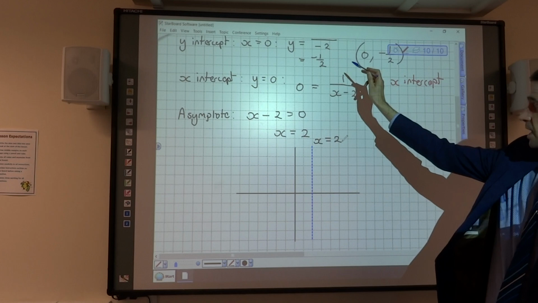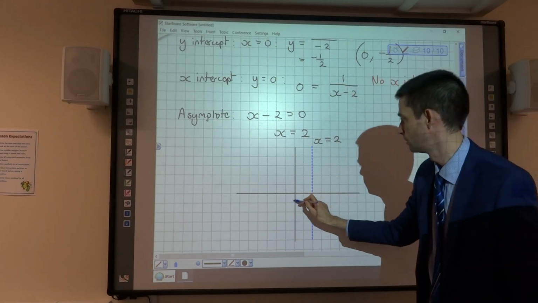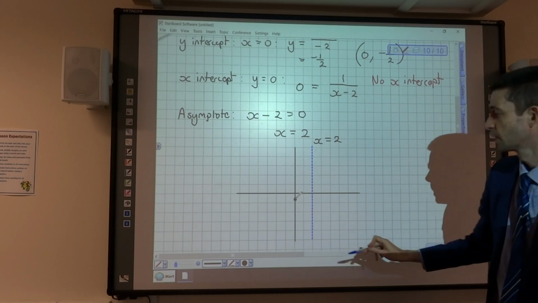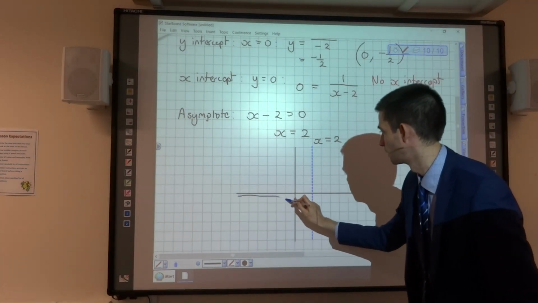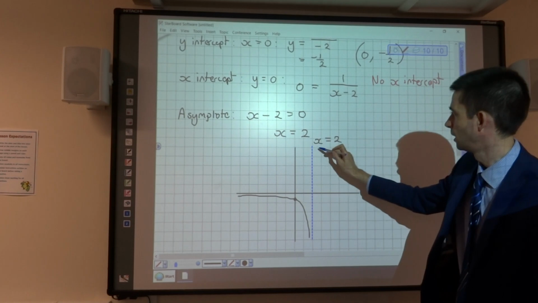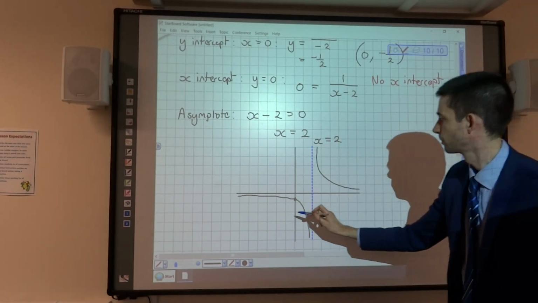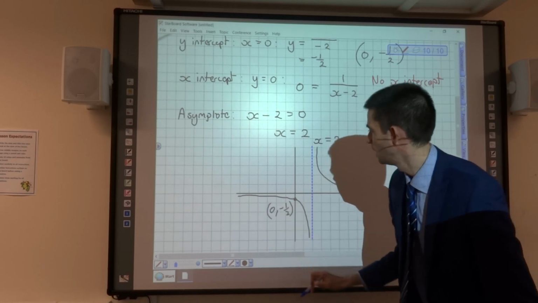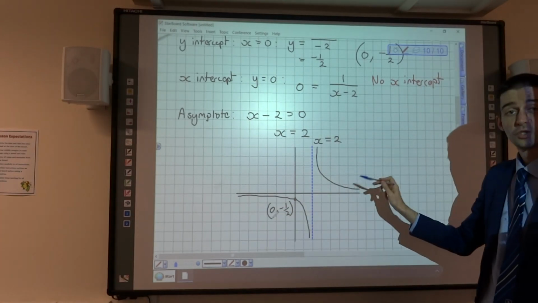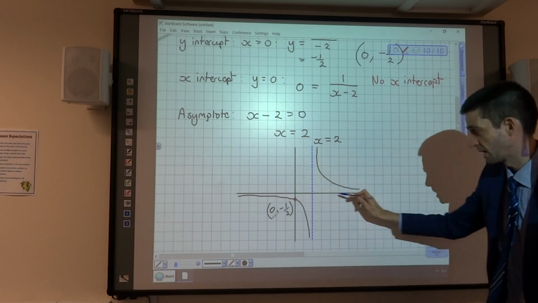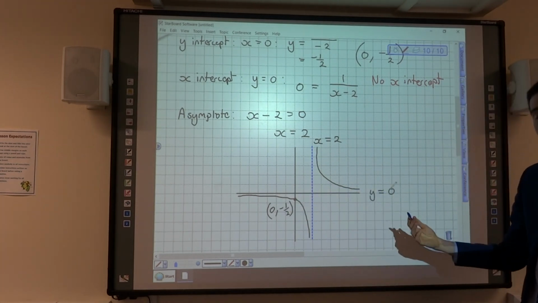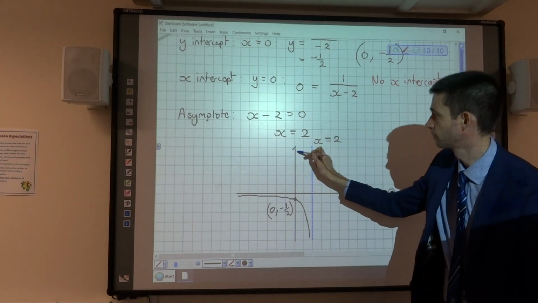My y-intercept is at 0, negative a half. Here I have no x-intercept, so what I end up with is part of the graph here and the other part of the graph here. So that is 0, minus a half. And because the graph did not cross the x-axis, that means the x-axis is an asymptote, so y equals 0 is the equation of the other asymptote.